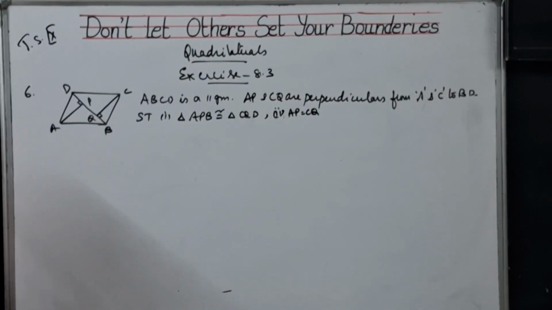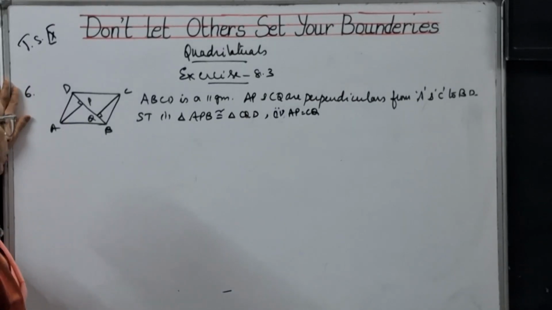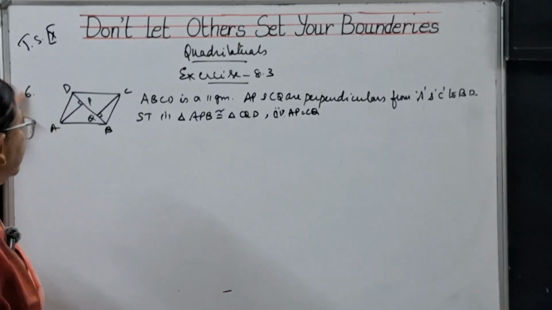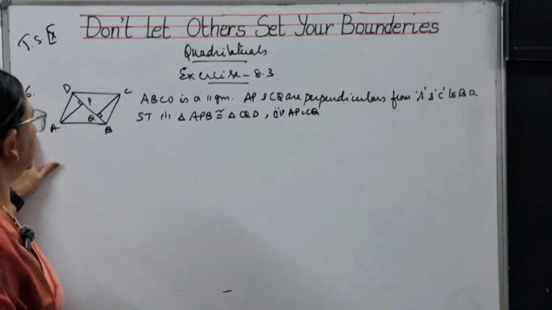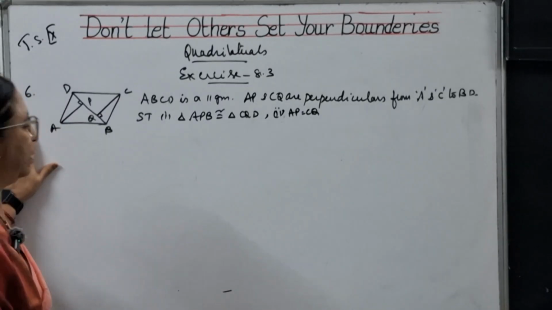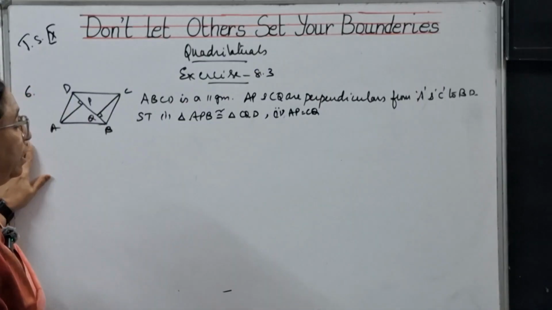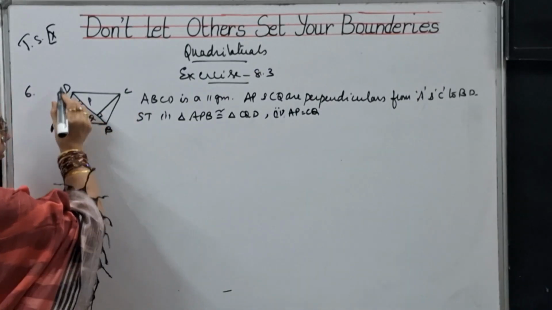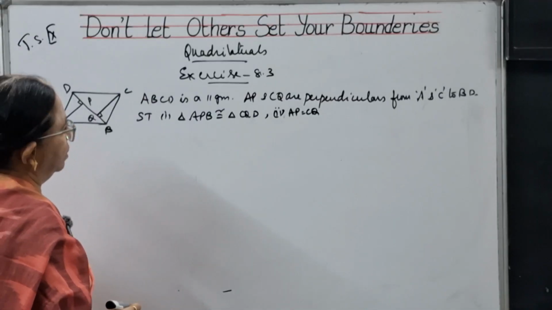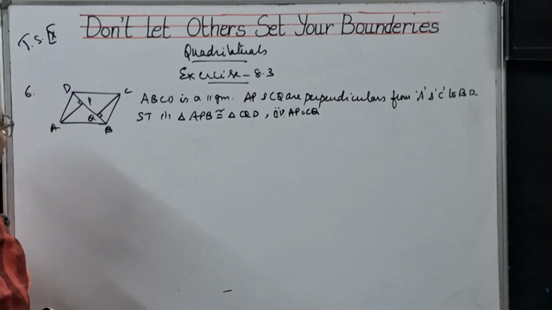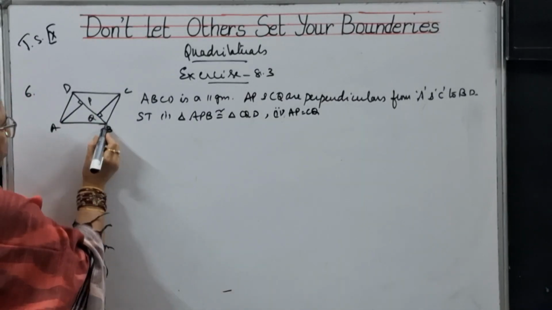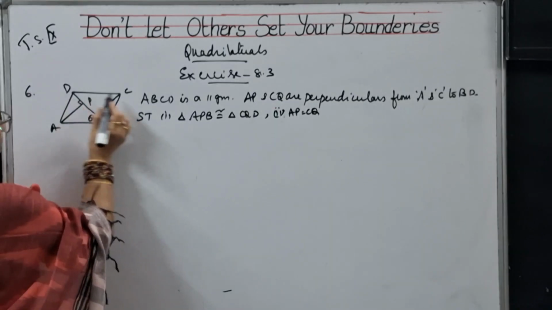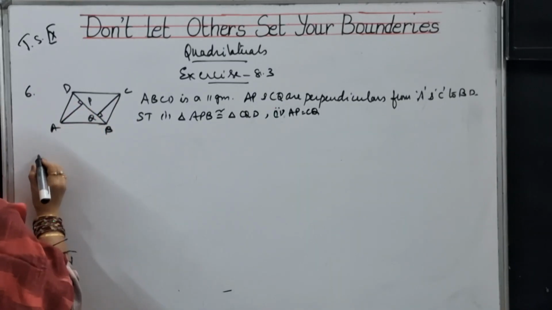Now I am dealing with ninth class quadrilaterals, exercise 8.3. In this sixth problem, 5 sums I have already done. Sixth one, see this is the figure given to you. ABCD is a parallelogram and AP and CQ are perpendiculars drawn on BD. Show that triangle APB is congruent to triangle CQD. So let us see.